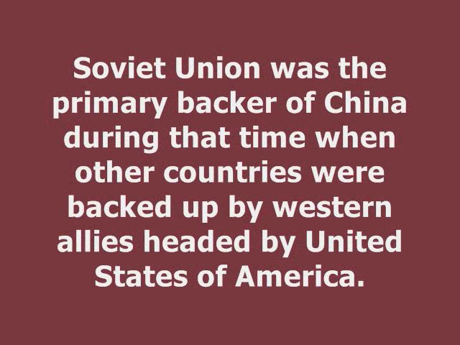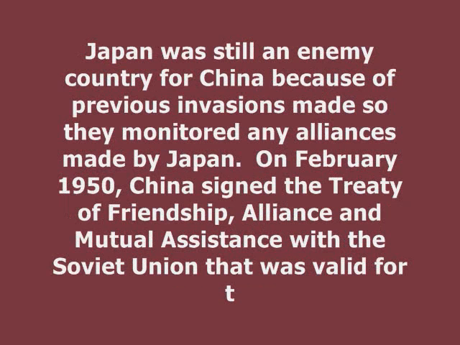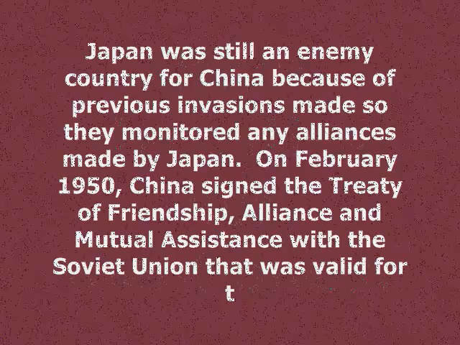The Soviet Union was the primary backer of China during that time, when other countries were backed by Western allies headed by the United States of America. Japan was still an enemy country for China because of previous invasions, so they monitored any alliances made by Japan. In February 1950, China signed the Treaty of Friendship, Alliance and Mutual Assistance with the Soviet Union that was valid for 30 years, up to 1980.